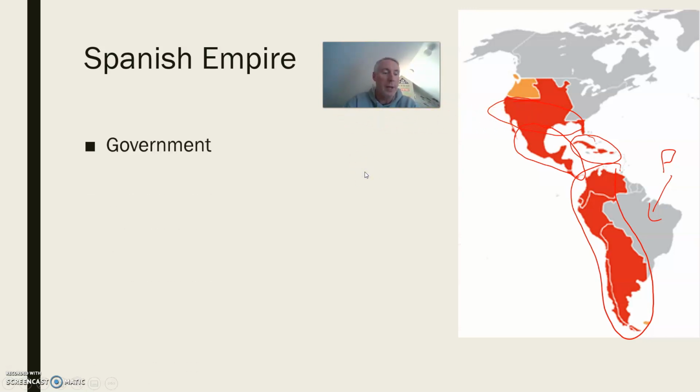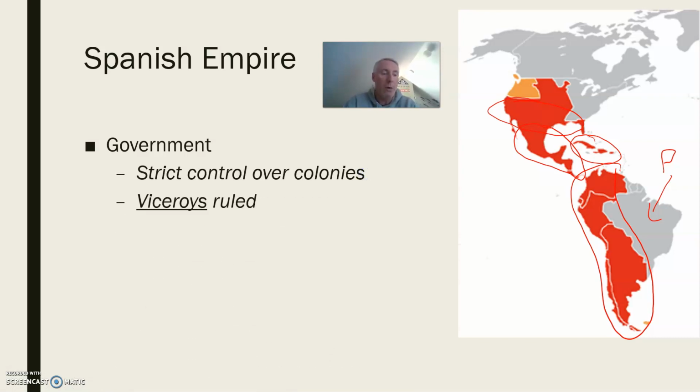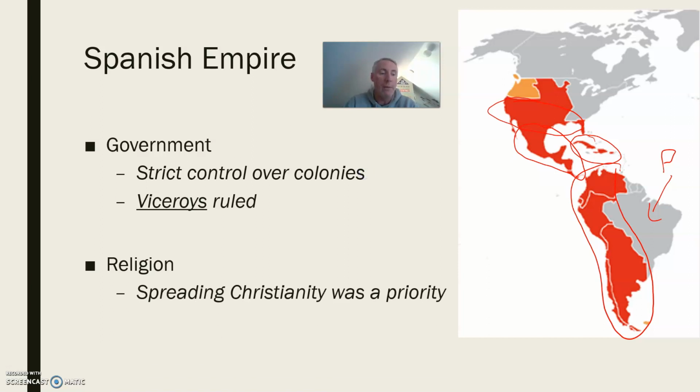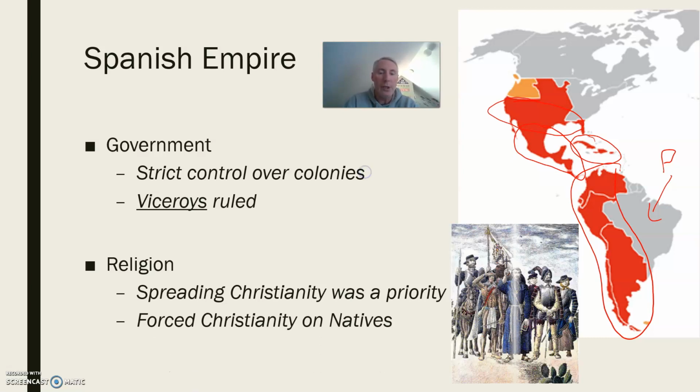First one being their government. Now, Spain directly controlled its colonies. It wanted to get as much money out of them as possible. Colonies were overseen by a viceroy or a royal governor who spoke with the authority of the king back in Spain. Another important aspect of Spanish colonies was religion, especially Catholicism. Spreading Catholicism was a priority for the Spanish, more so than the French and the British colonists who arrived later. Priests often traveled with the conquistadors, and they worked to convert the Native Americans, oftentimes by force.